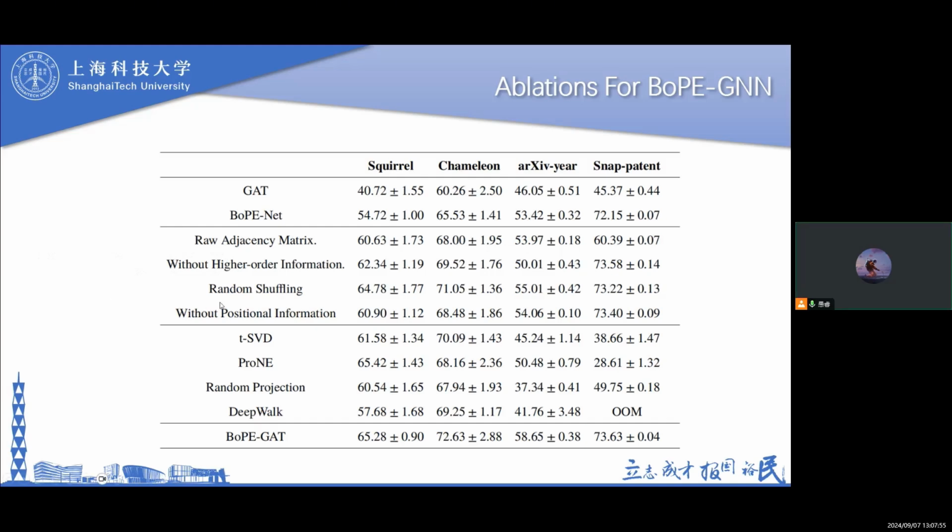We removed the positional encoding from BOP, and we find the performance decreases because the positional information is lost. We also replaced our embedding method with other embedding methods like TSVD and random projection and so on. We find our embedding is better than the other embeddings.